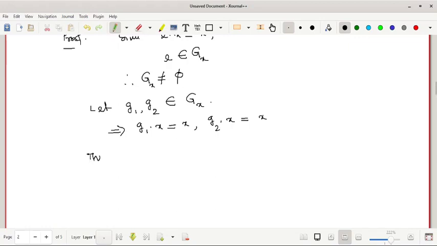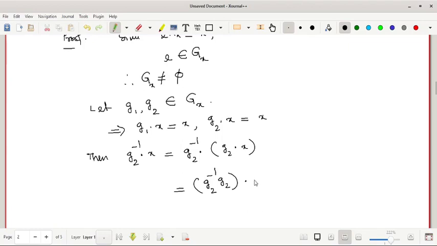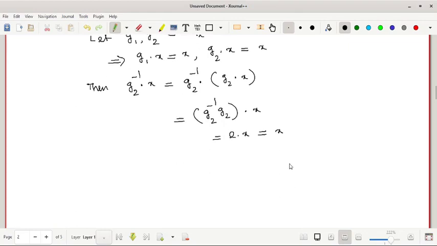Then, what can you say about G2 inverse dot X? This is equal to: X is G2 dot X. So it is G2 inverse dot G2 dot X, which by applying the first condition of group action, is equal to identity dot X, which is equal to X. So if G2 is there in Gx, then G2 inverse is also there in Gx.